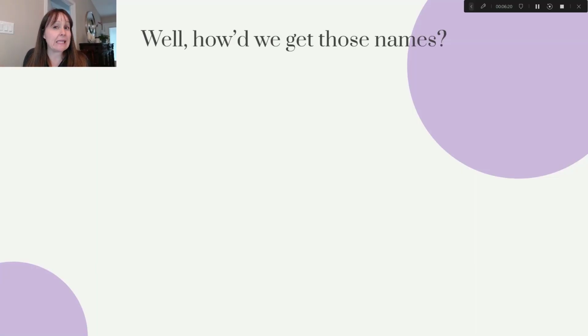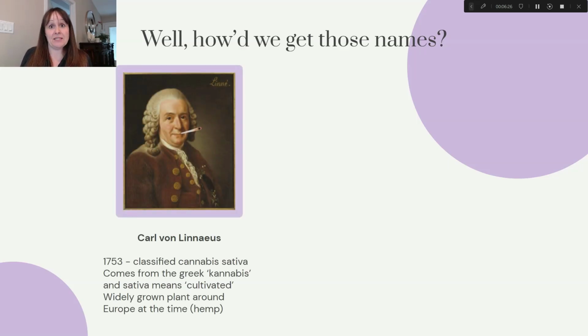So how the heck did we get these names then? If everybody thinks that it means this, how did we get these names? I'll tell you how. This dude here, his name's Carl von Linnaeus. In 1753, he was on a mission to classify and record all kinds of plants. This was literally his job, to go out and classify plants. He classified this plant that was growing all over Europe as Cannabis sativa. Cannabis comes from a Greek word, and sativa just means cultivated. So this is a cultivated plant, and it was highly cultivated and everywhere in Europe at the time.